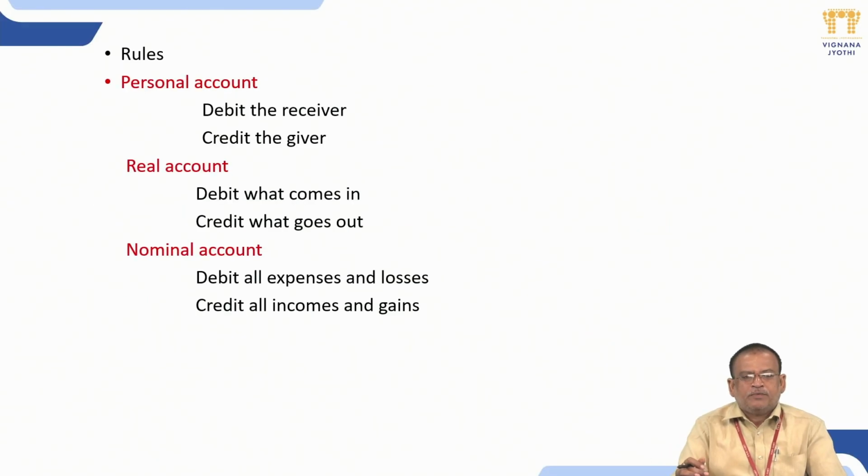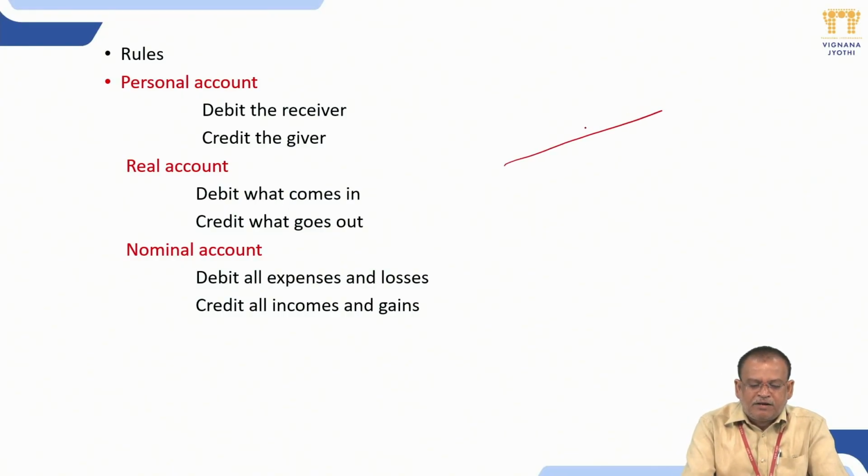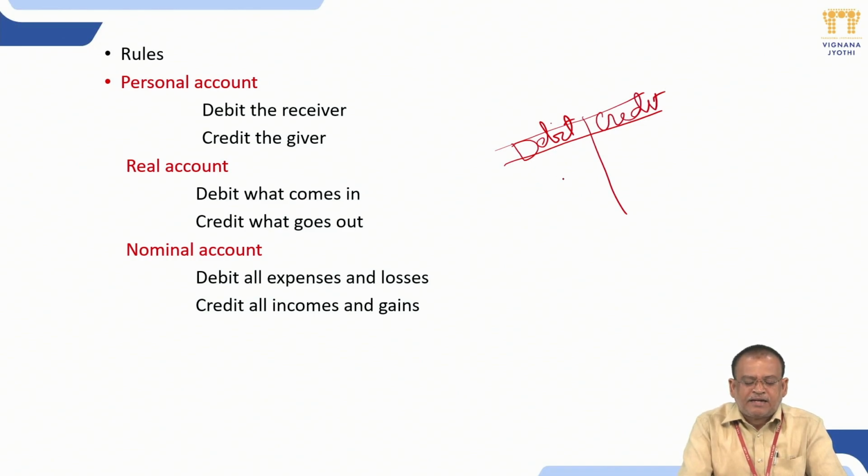Next, coming to the rules. Every transaction is recorded twice. One is on the debit side, the second is on the credit side. This is the pro forma of account: this is the debit side, this is the credit side. Every transaction is recorded twice, one on the debit side and the other on the credit side, according to the double aspect system.